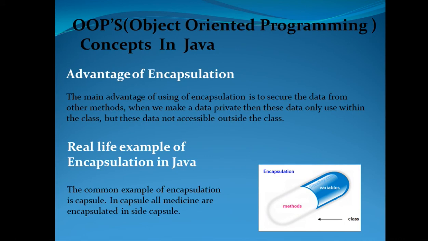So let's discuss the advantage of encapsulation. The main advantage of using encapsulation is to secure the data from other methods. When we make data private, then this data is only used within the class, but it is not accessible outside the class. This is the real life example of encapsulation. The common example of encapsulation is a capsule. In a capsule, all medicines are encapsulated inside the capsule. Here is the example shown in the diagram.